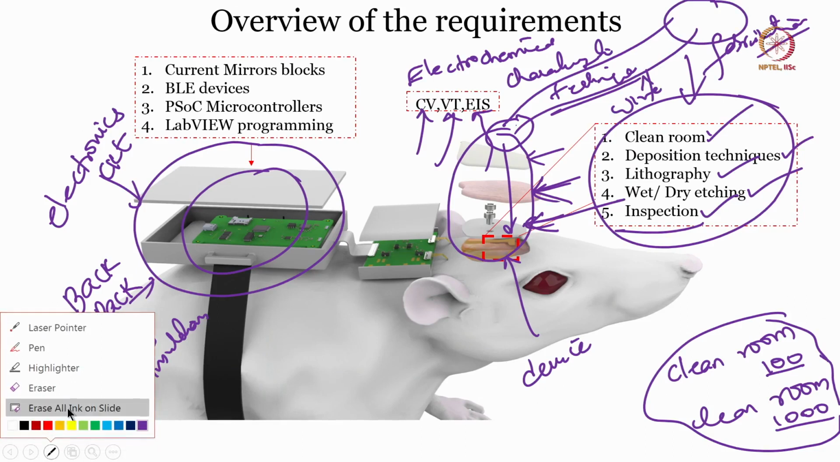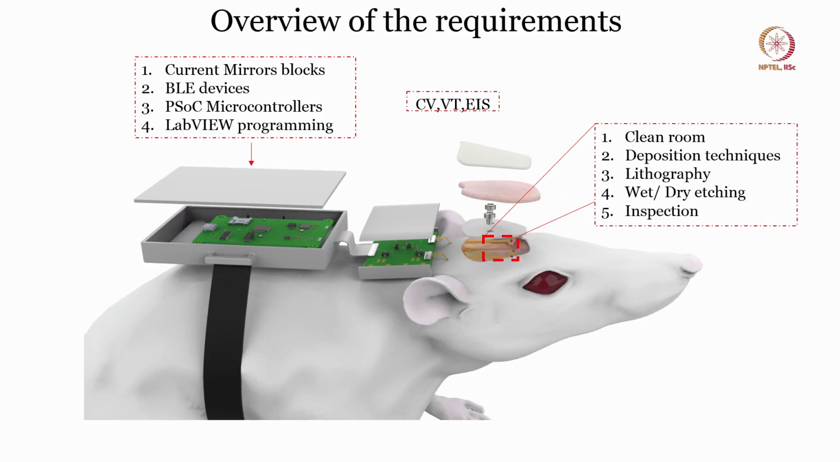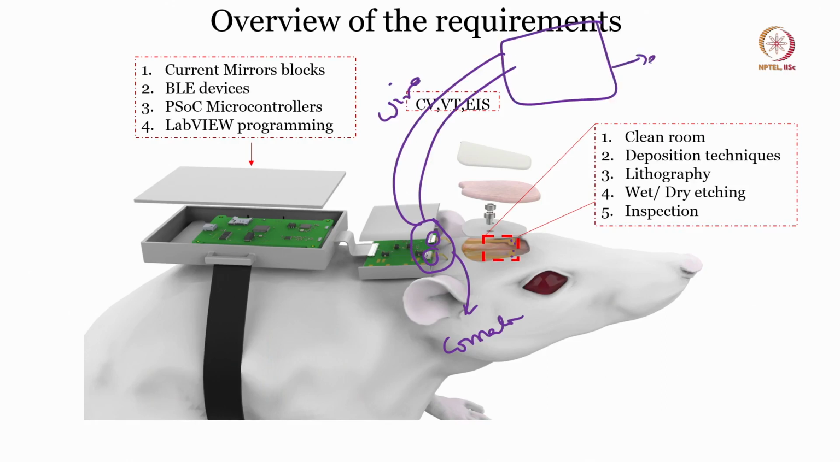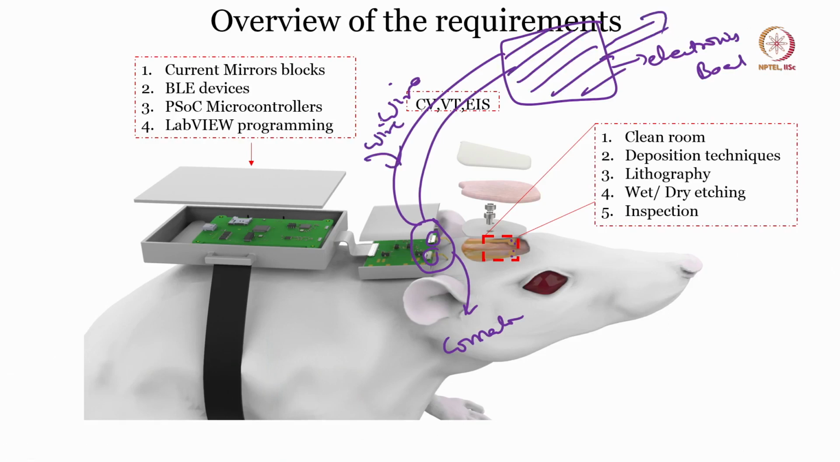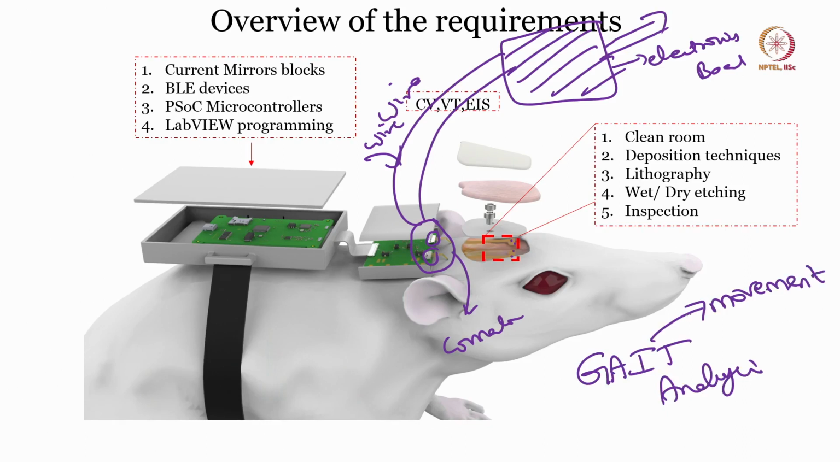What I mean to say is, now you have an electrode here, and there is a connector here, the contact pads are here. Now, you put a connector to this. Using this connector, there is a wire here, which will go to the electronics board. This board is controlled by a computer. And with the wire, we are going to do something called gait analysis. Gait is related to movements, like how fast it is moving and how slow it is moving, right.